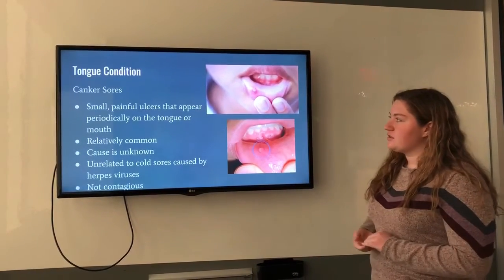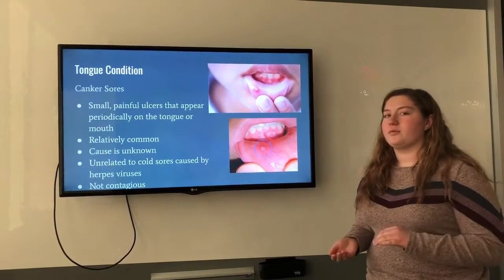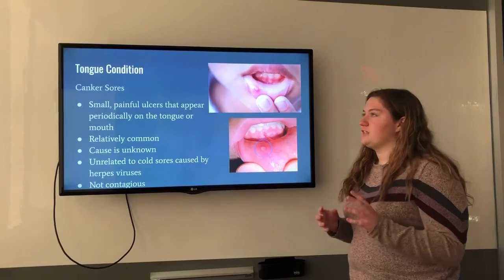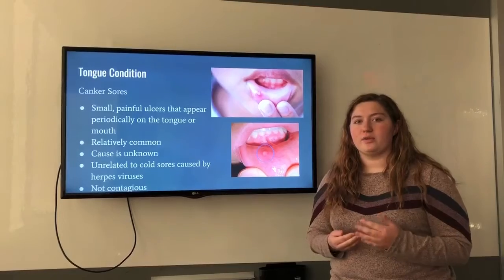Another thing is canker sores. They're just small, painful ulcers. The cause is unknown, and they are common within people. They're not contagious, but it is known that you can prevent them from happening if you just rinse your mouth with salt water.